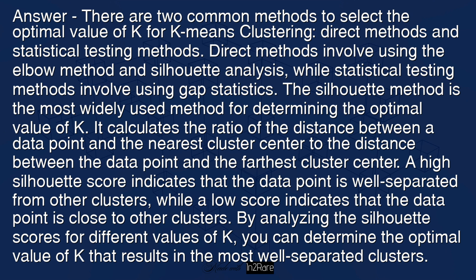It calculates the ratio of the distance between a data point and the nearest cluster center to the distance between the data point and the farthest cluster center. A high silhouette score indicates that the data point is well separated from other clusters, while a low score indicates that the data point is close to other clusters. By analyzing the silhouette scores for different values of k, you can determine the optimal value of k that results in the most well-separated clusters.